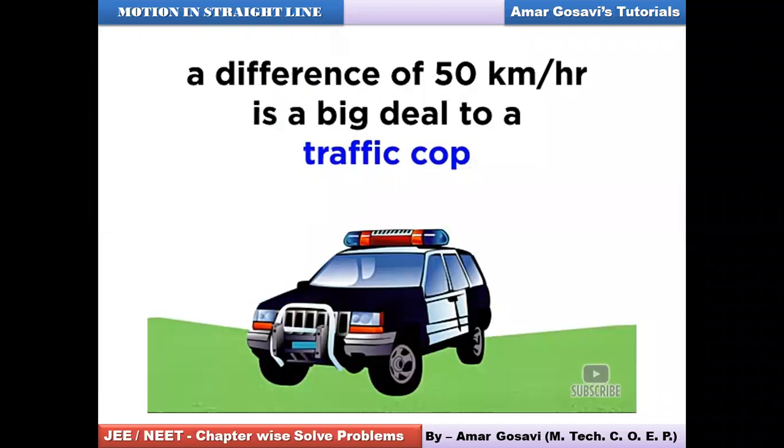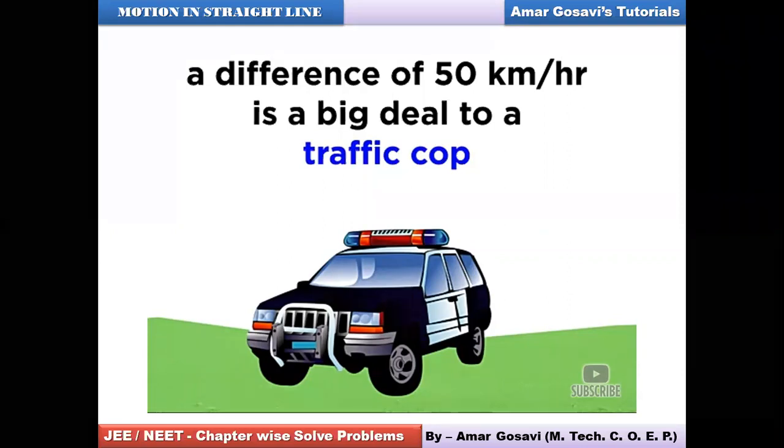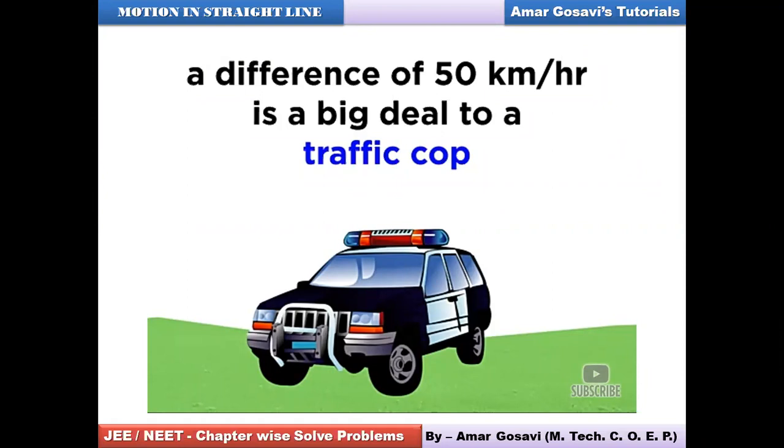And what did I say? That speed won't make any difference for a person observing us from a different planet. But 50 kilometer per hour makes a big difference for a traffic cop who's trying to catch a culprit, isn't it? So that's how it has to be interpreted, friends. So hopefully the concept of relative motion is clear to you.